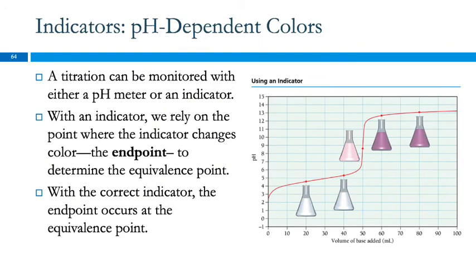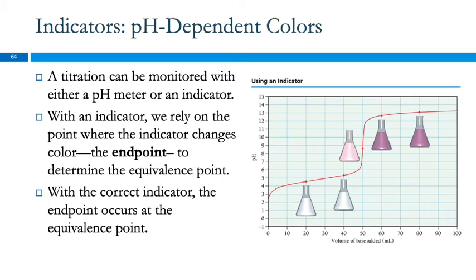So, indicators. We've used them in Chem 1A. Phenolphthalein is our favorite, right? Now we're going to learn more about how they work. We can monitor a titration with either a pH meter or an indicator. What we've done up until now is use indicators. This next experiment we're going to use pH meters to monitor a titration.